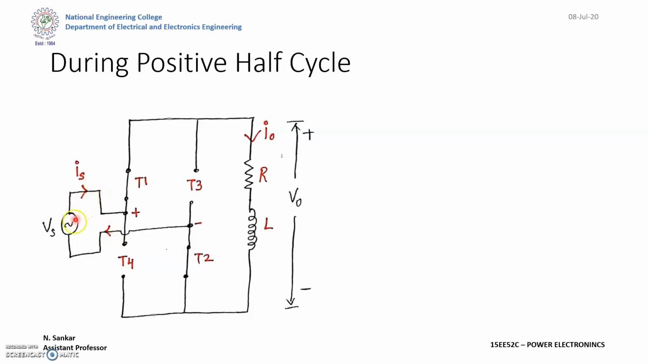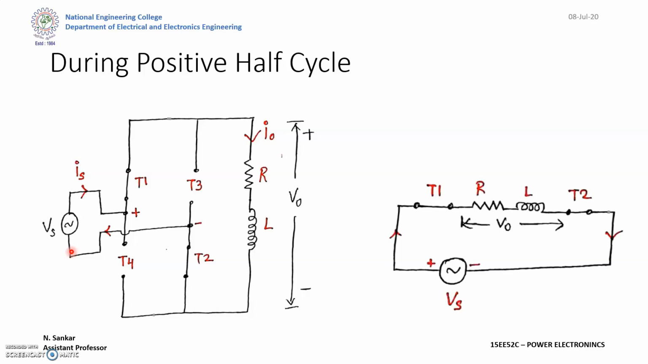The current will flow from the supply voltage through T1 and again it will flow through the R and L load. Then it moves to T2 and it will reach the supply at the neutral point. So this is the flow diagram. Here T3 and T4 will be in the off condition, because based on the line voltage, these two are getting reverse biased. So rearranging the components, the circuit will be like this. So current will flow from T1, R, L and T2 and again to the source.